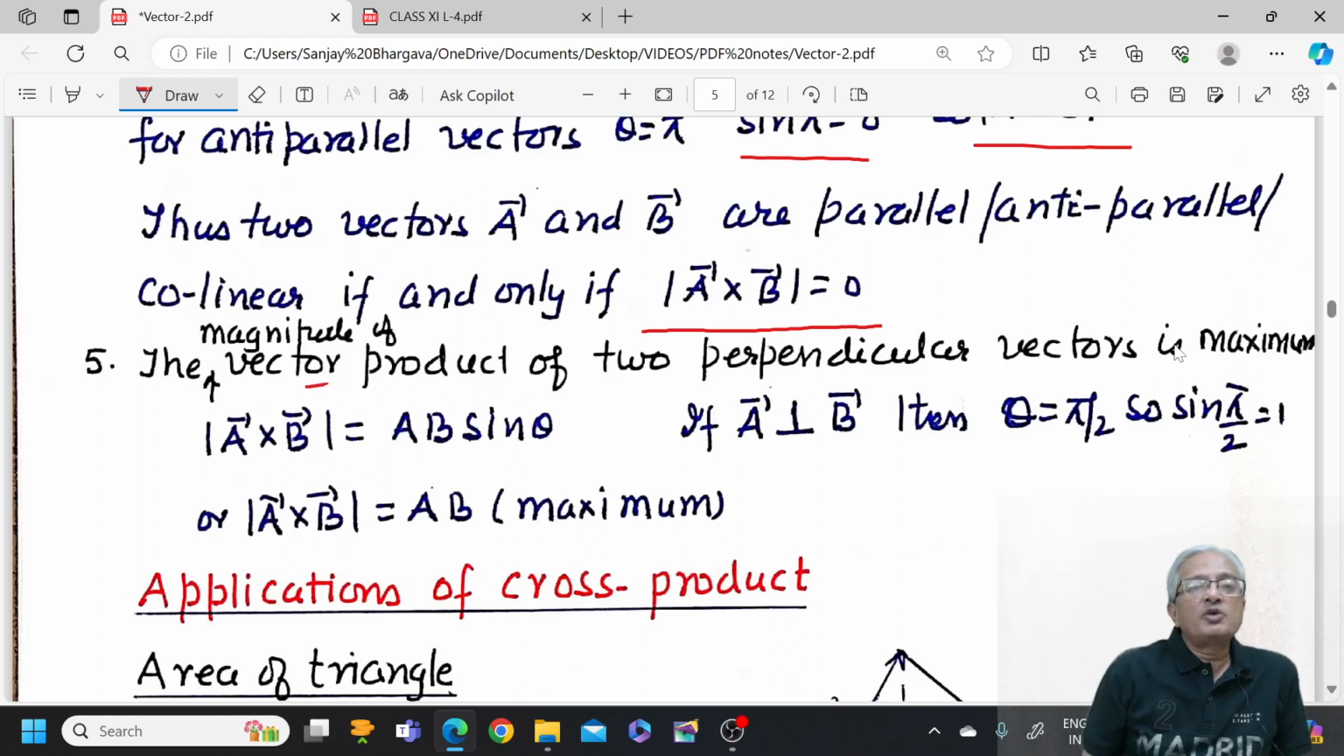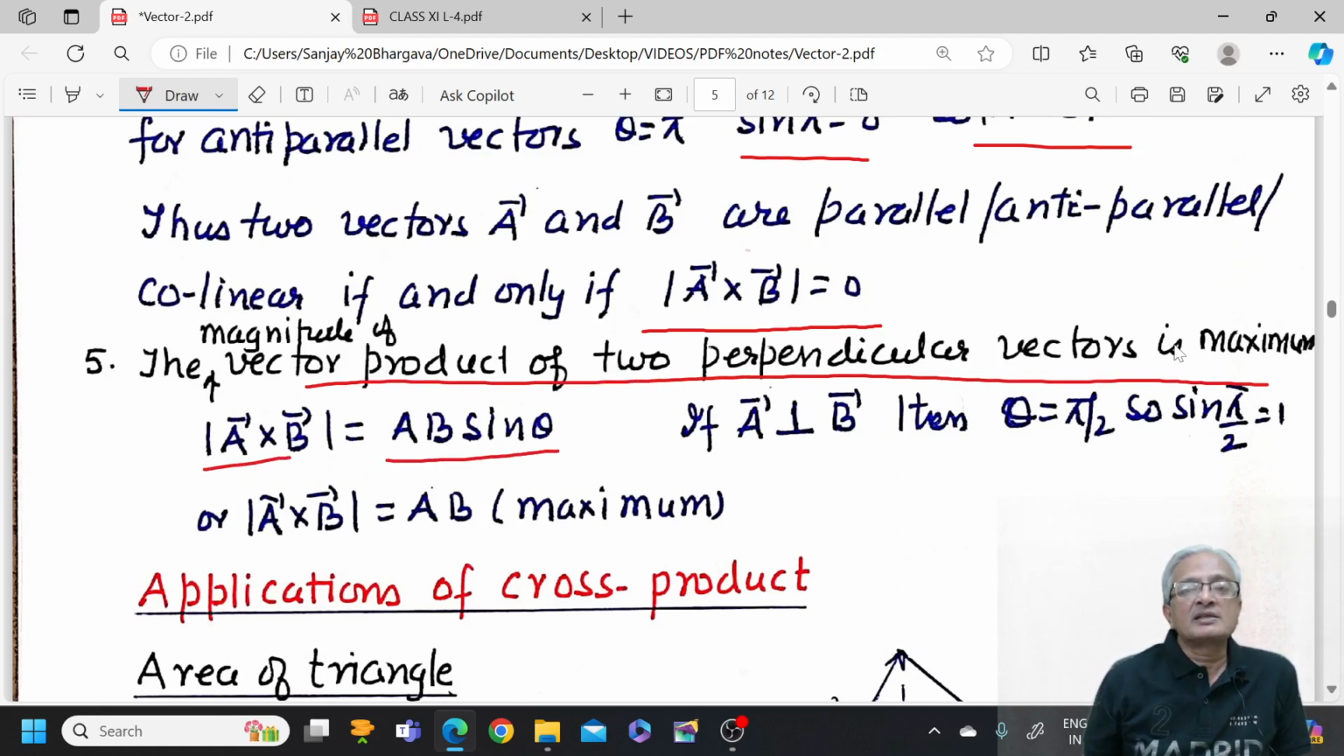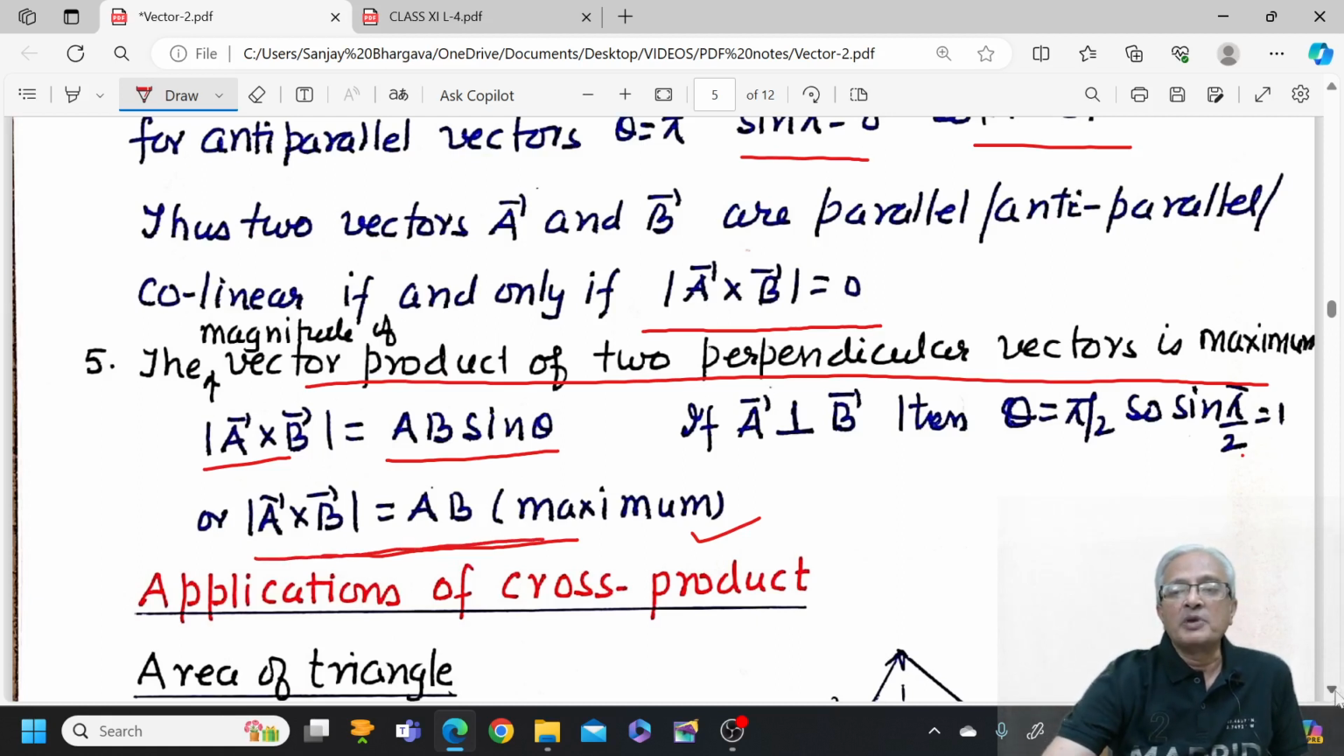The magnitude of the vector product of two perpendicular vectors is maximum. The magnitude of A cross B is AB sine theta. If theta is 90, then sine 90 would be 1. So A cross B is AB, and that is the maximum value. So for parallel, anti-parallel, collinear, the magnitude of the cross product is 0. But when they are perpendicular to each other, the magnitude of the cross product is maximum and equal to the product of the magnitudes of vector A and vector B.